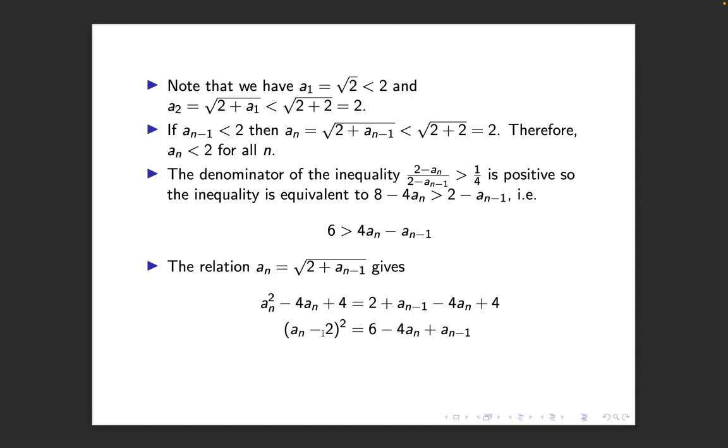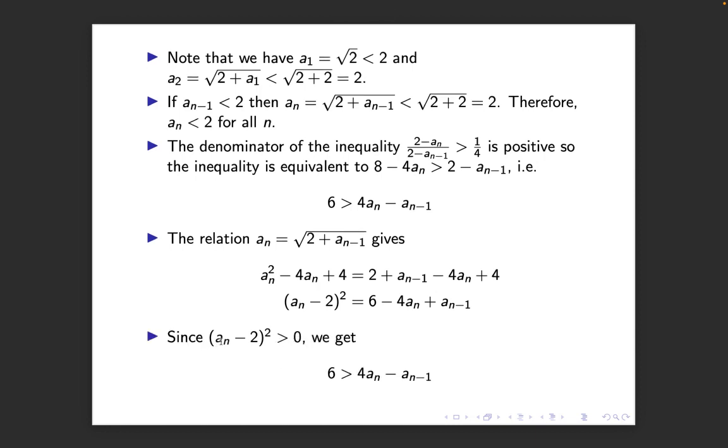And since this is a square, this has to be greater than or equal to 0, but in our case it will be strictly greater than 0 because a_n is strictly less than 2, right? So (a_n minus 2) squared will be strictly greater than 0, so therefore the right-hand side is strictly greater than 0, which gives 6 is strictly greater than 4a_n minus a_(n-1), and that's exactly what we wanted to prove because that's equivalent to the inequality that we want to prove. And that completes the solution. Thank you for watching.